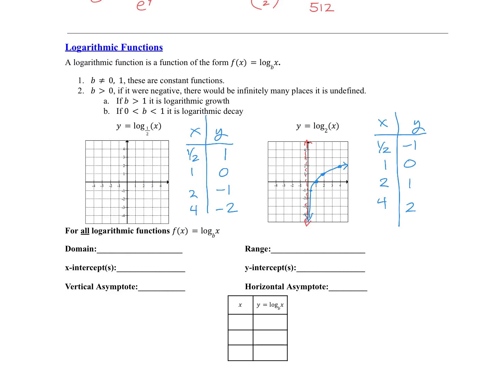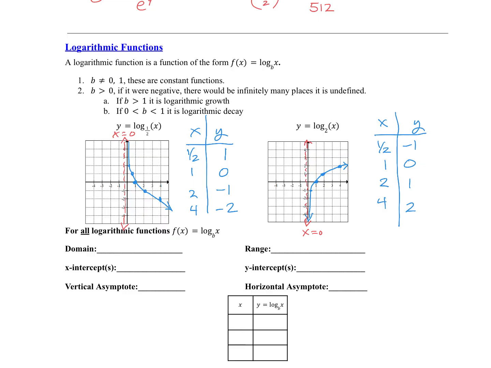You notice it's the same values as before, more or less, but they're kind of reversed in their order. Plugging in and plotting, here's my (1, 0). Here's my (2, -1). There's my (4, -2). And then my (1/2, 1). And again, if I was to look at a quarter, it would be 2. So my graph looks like this. It's kind of a ramp going downwards. And once again, I've got a vertical asymptote at x equals 0.